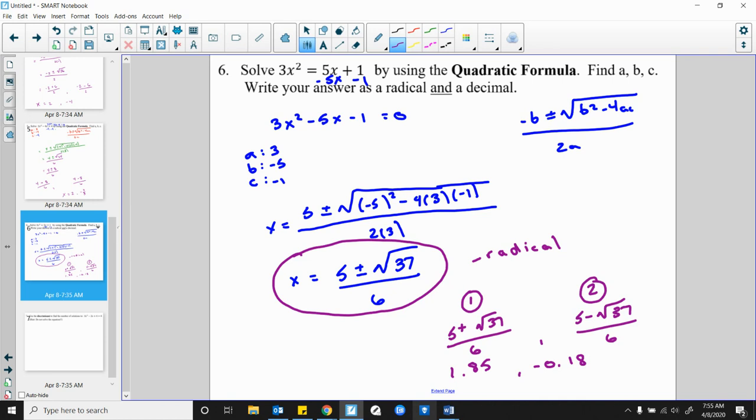Which doesn't sound right, so I'm going to just go back and make sure real quick. Okay, I got that one right. Let me check the first one that we did. I don't know why I'm getting a weird answer there. I'll have to check. But as of right now, 1.85 and negative 0.18. Okay, and the last one.